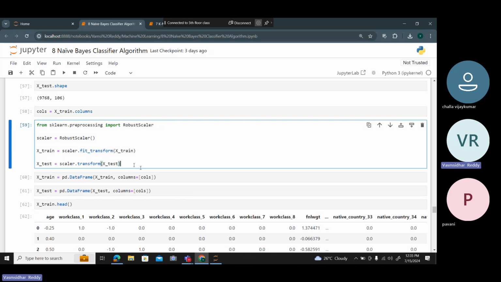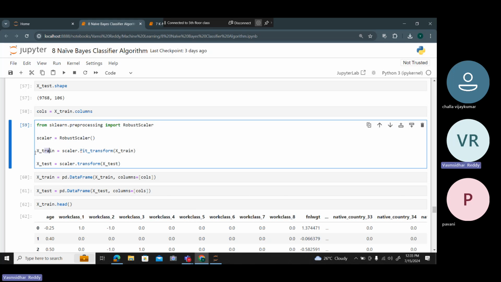Now we are going to do the robust scaler. Robust scaler is one type of normalization tool which converts the data to between zero and one. For normalization purposes we use this robust scaler. From sklearn.preprocessing import RobustScaler. Like standard scaler, min-max scaler, that type of function, the robust scaler also. So that it will convert the data between zeros and ones.